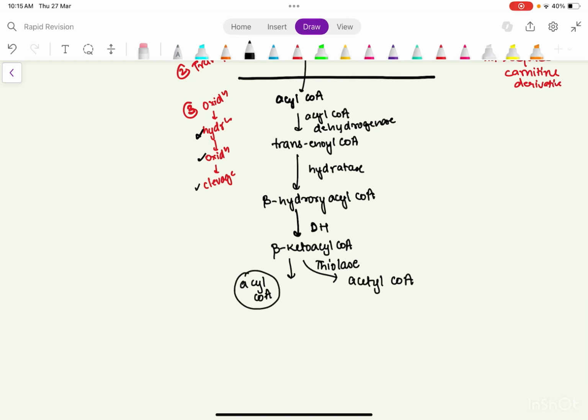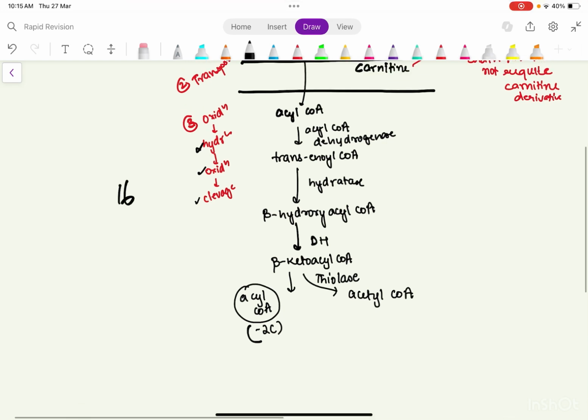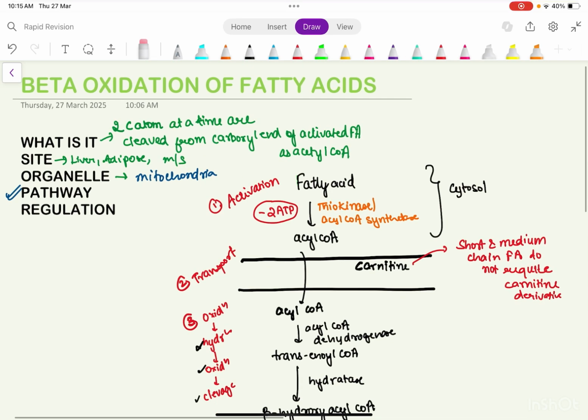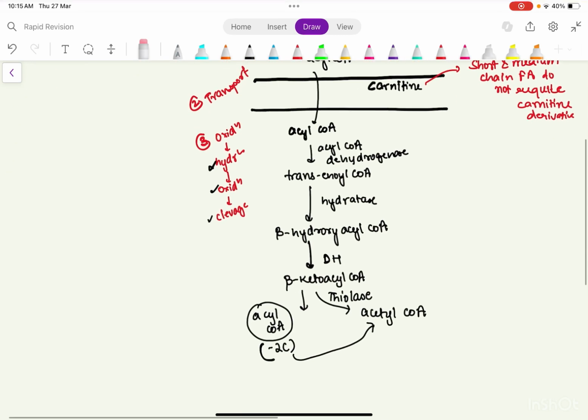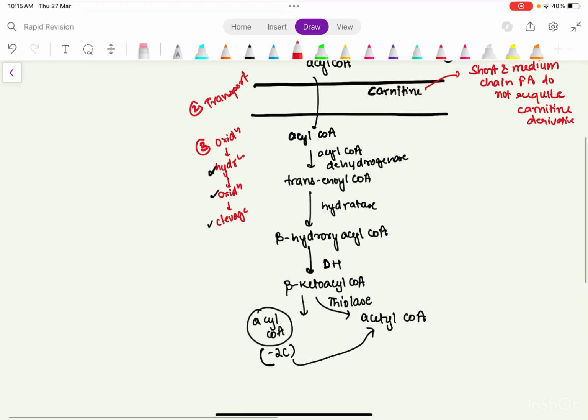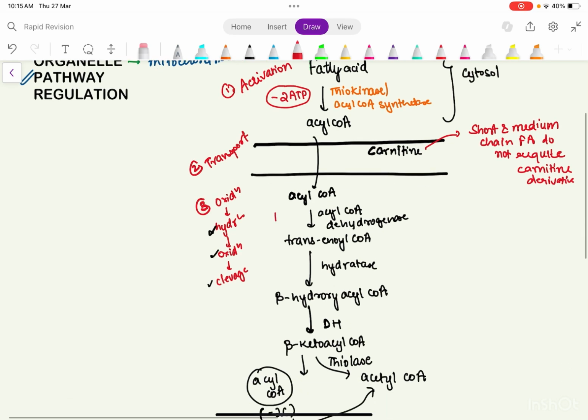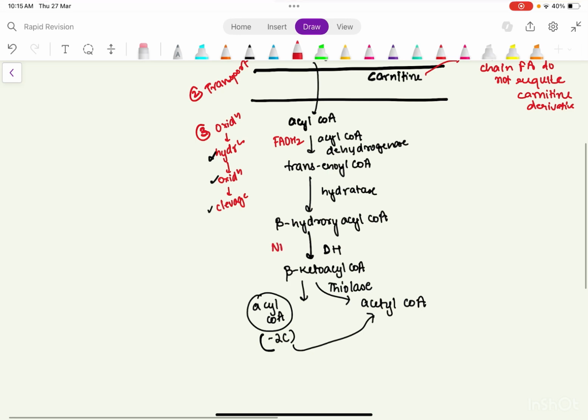And here we also have acyl CoA. This acyl CoA will be produced with 2 carbons less than it initially had. So if you have palmitic acid, 16 carbons, then 14 will be left. Why so? Because this 2 carbon unit is given to the acetyl CoA. Again, 2 carbon atoms at a time are cleaved from the carboxyl end of the activated fatty acid as acetyl CoA. This is what I was telling in the intro. Over here you have to know that FADH2 is produced, and here we have NADH.